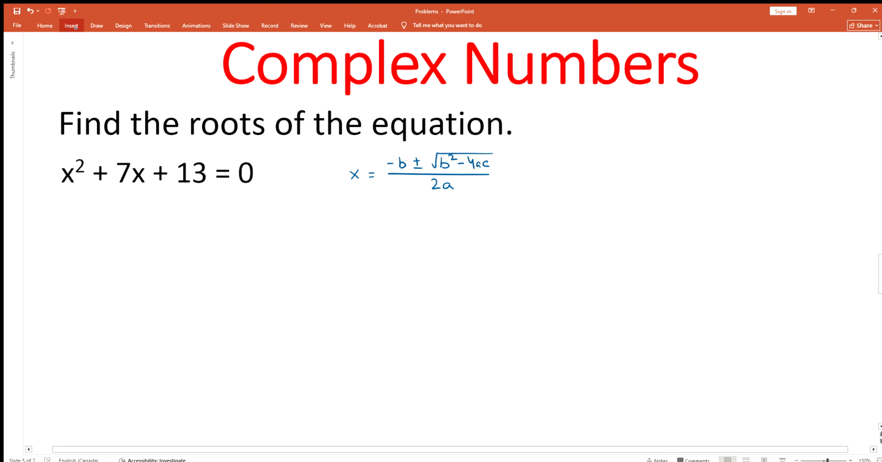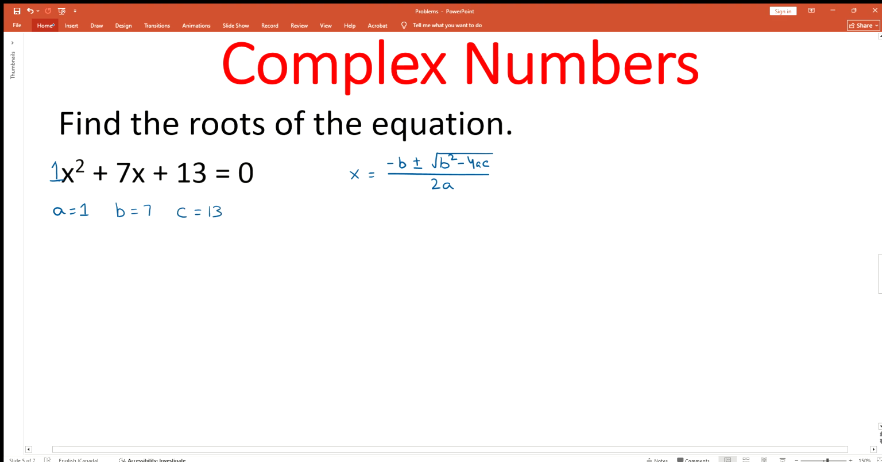a, b and c are the coefficients of the terms in the equation in standard form. a is the coefficient of the x squared term. In the given equation, the coefficient of x squared is 1. There is an invisible 1 with x squared. So a is equal to 1. b is the coefficient of the x term. So b is equal to 7. And c is the constant term. So c is equal to 13.